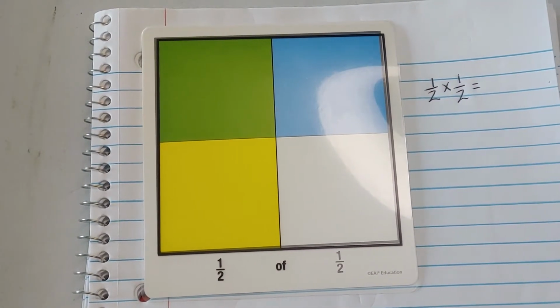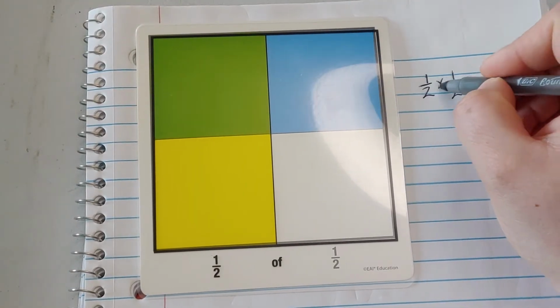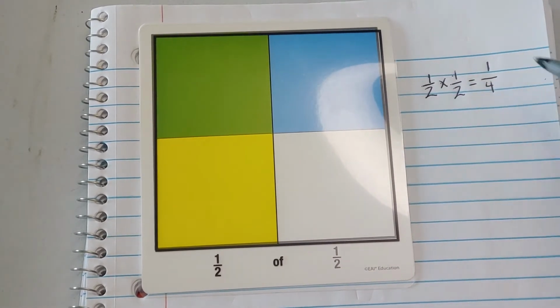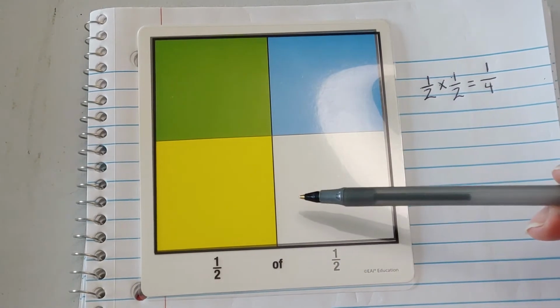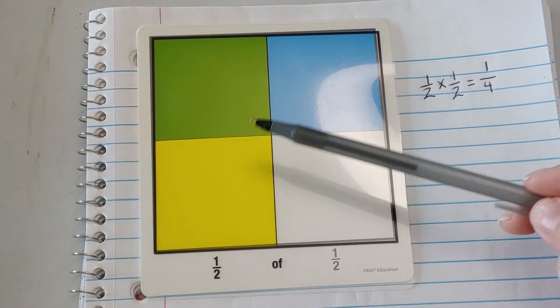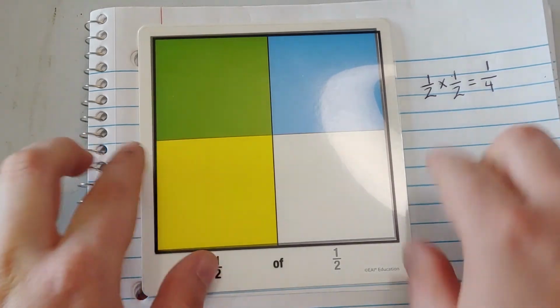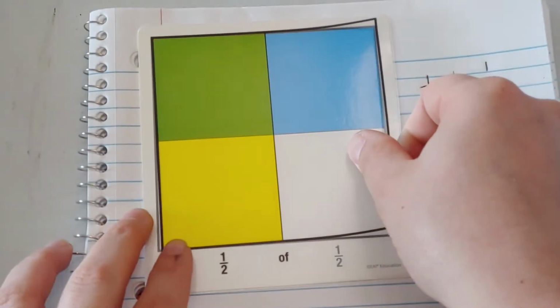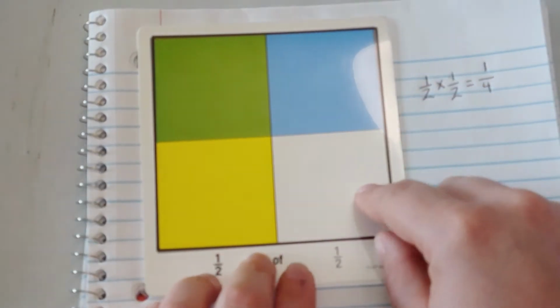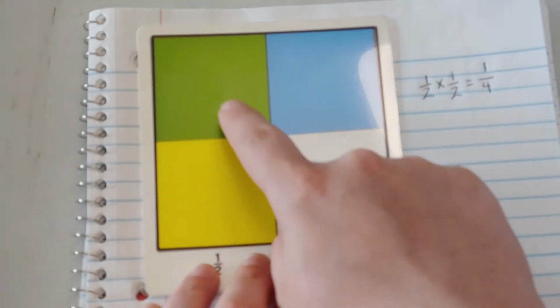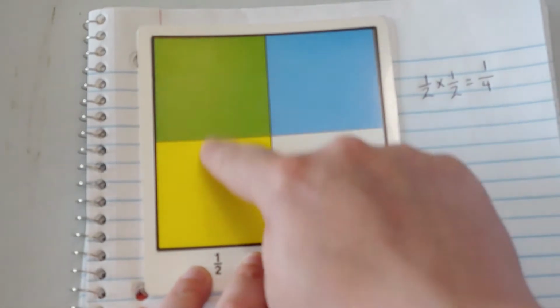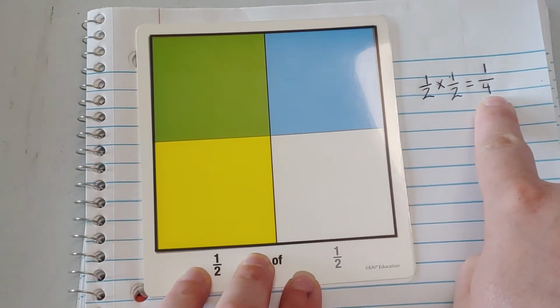So what should be able to happen based off of the equations we just looked at, if I multiplied straight across, 1 times 1 equals 1, 2 times 2 equals 4. What I should be able to model over here is the same thing. It looks a little bit different because there's two colors. I wanted you to be able to see this half and this half. When I lay them on top of each other, I now see 4 different colored boxes. I see a green, a blue, a yellow, and a white. So there are 4 boxes.